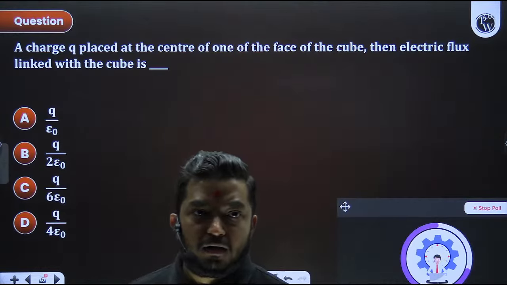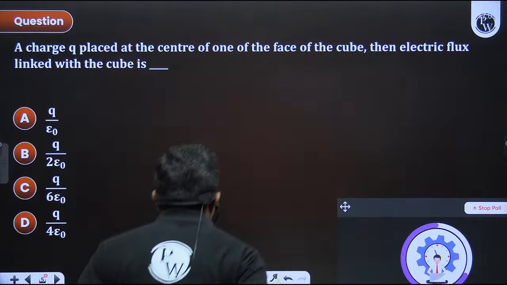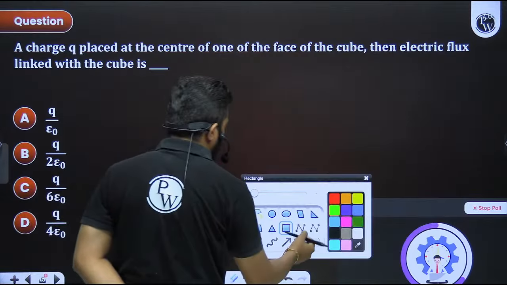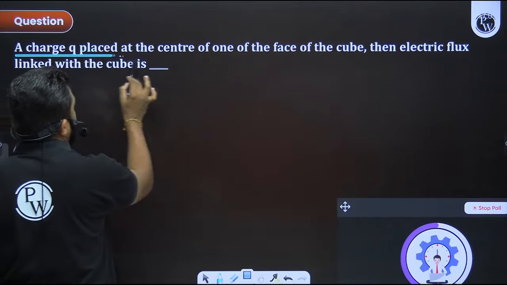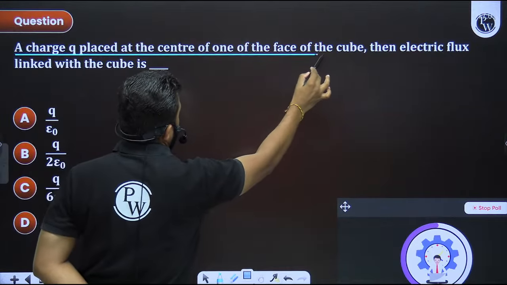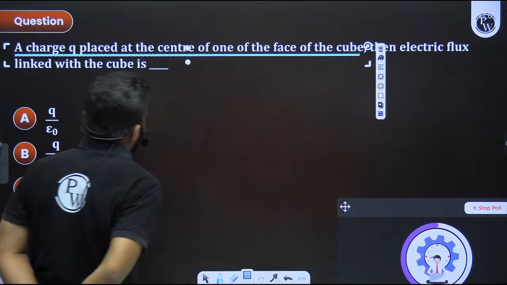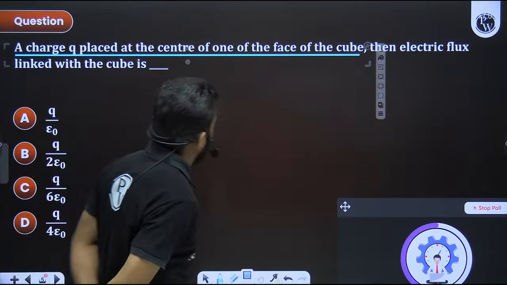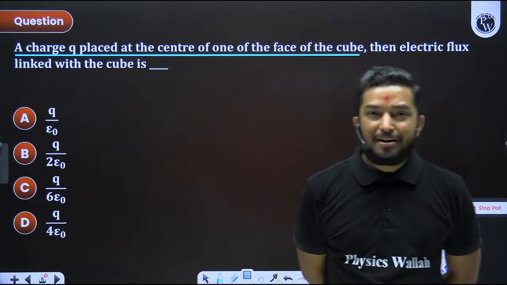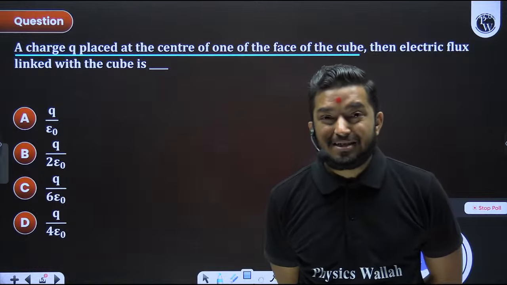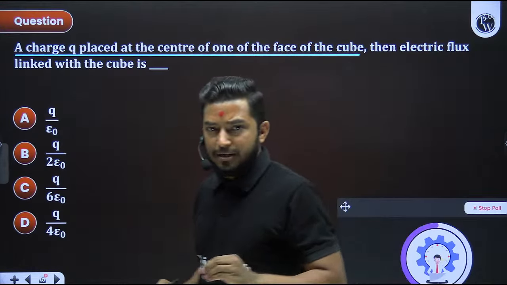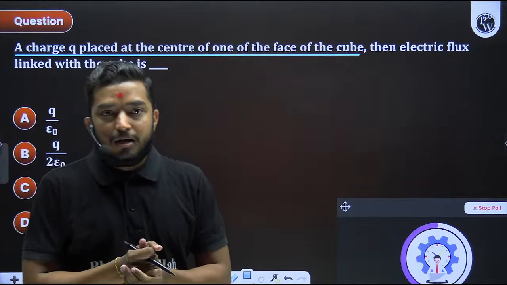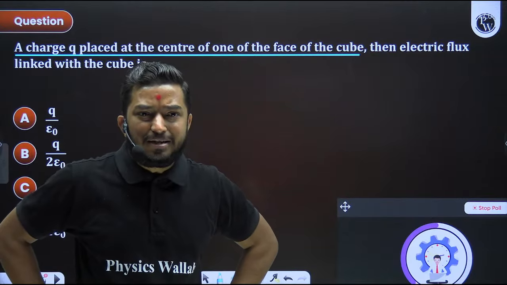Okay, chaliye, perfect. So in the very initial MCQ, they said: a charge Q is placed at the center of one of the faces of a cube, then the electric flux linked with the cube is. The given data is so easy, and we can assume which fundamental this question is asked from. Let's guess in the comment section.